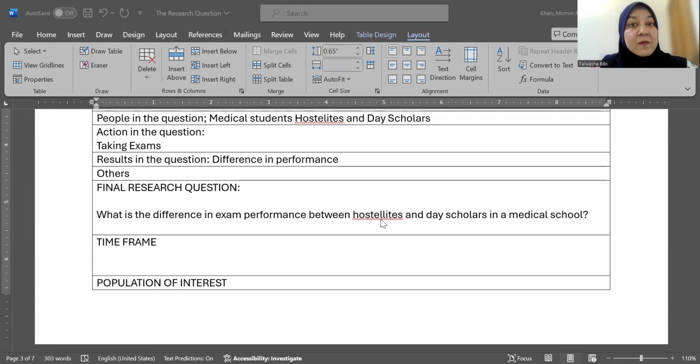Supposing you find a difference the other way. I mean, your hypothesis is that day scholars are better than hostelites, and you disprove your hypothesis. Even that is very high quality research. You have found an answer to a question that was never asked before, that was never studied before, and you have discovered that either there is no difference or that maybe there is a massive difference, but it's in the reverse order. It is not in the order of your original hypothesis.